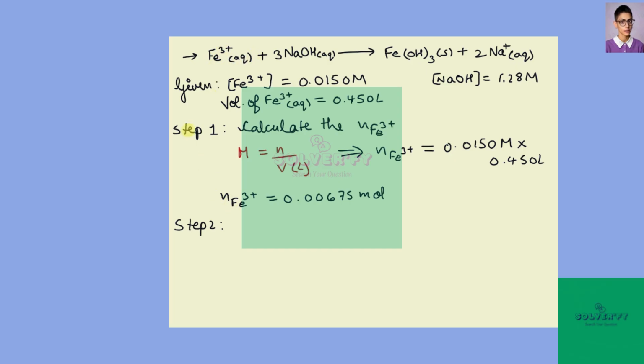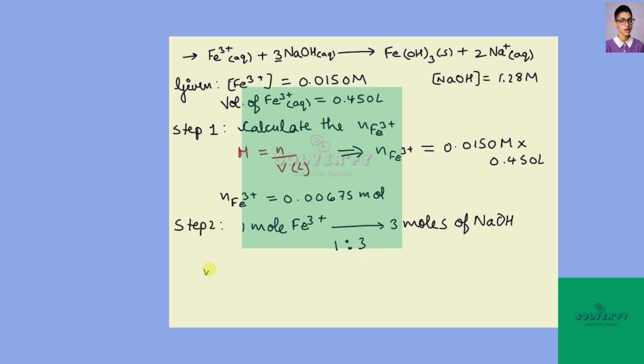So here we have iron 3+. In the reaction, by seeing the stoichiometric equation, we can see that 1 mole of Fe3+ is reacting with 3 moles of NaOH. So it is in the ratio of 1:3. So the mole ratio is 1:3.